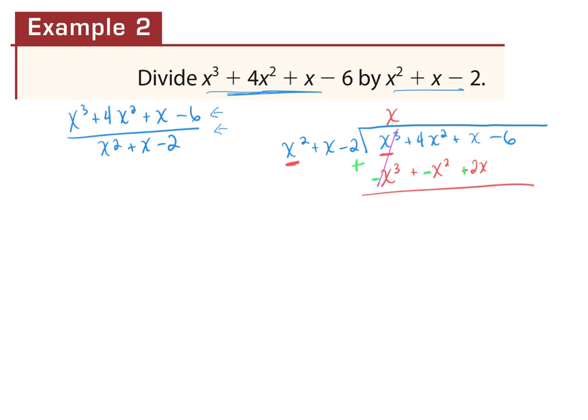And then I have a 4x squared and a negative 1x squared. That gives me a 3x squared. I have a 1x and a 2x. That gives me a 3x. And then just like in long division, I bring down that guy right there. So I'm going to bring down a negative 6.